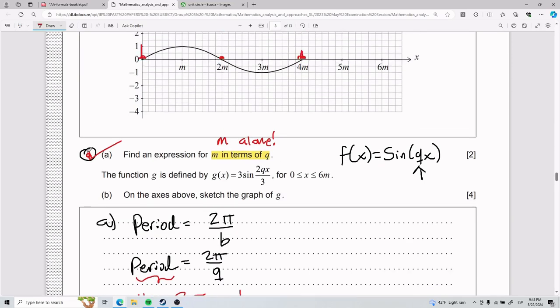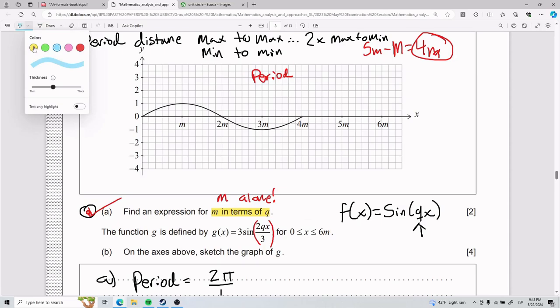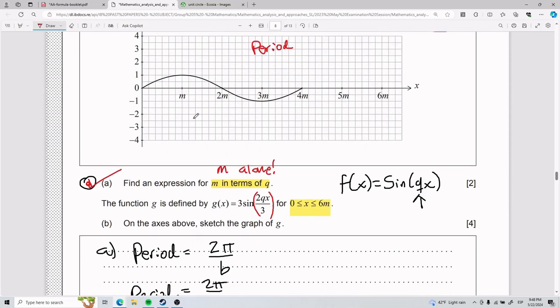Then they tell us that the function g is defined by g of x equals 3 times sine, and then parentheses 2 over 3 times q times x. For a new domain, so interesting, so now your function reaches a little bit more. Instead of reaching 4m, it's going to reach 6m. And on the axis above, you need to sketch the graph of g.